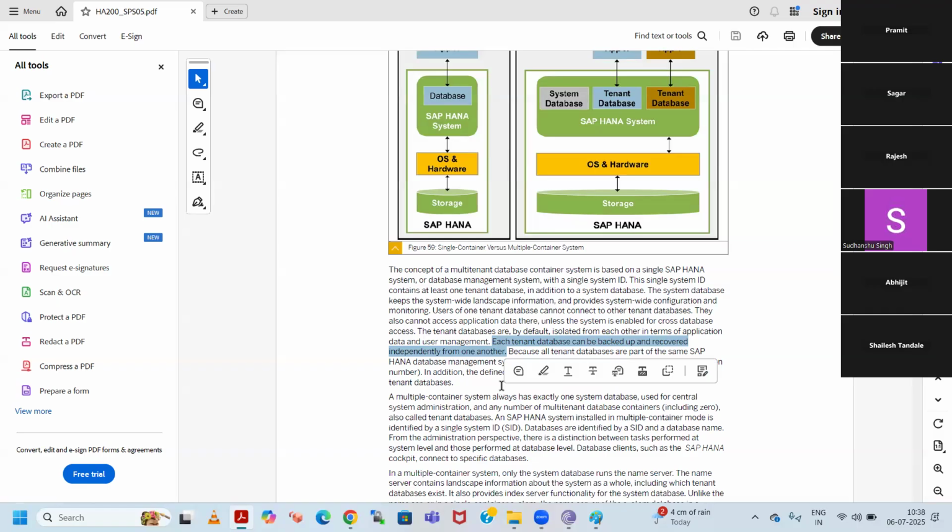Each tenant database can back up and recover independently from one another. Okay, got it. You got your answer. I will explain later when we come to this point.